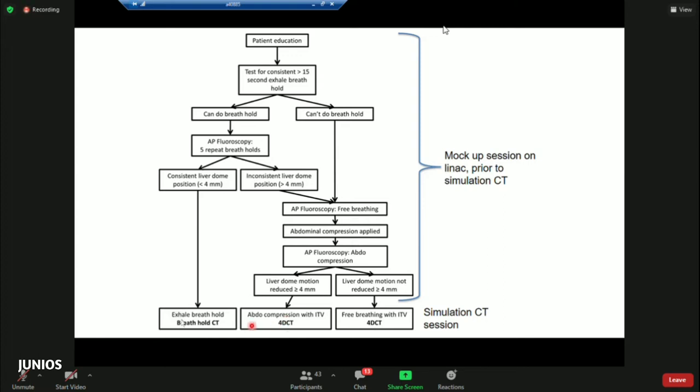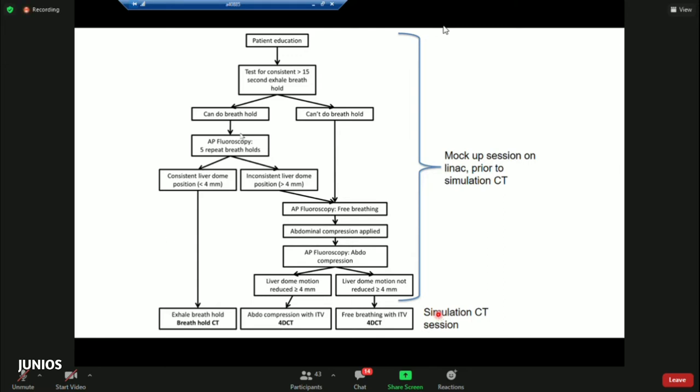So we want a static lesion, liver static motion, so we can bump up the dose as high as we can while limiting our liver mean dose. That's the highest priority. If the patient cannot do a breath hold, we can probably reduce the motion during free breathing with an abdominal compression belt. If the abdominal compression belt doesn't really work, so let's say we cannot achieve, for example, a 4 millimeter or greater reduction in liver dome motion, we might consider free breathing gating around the external beam, right?